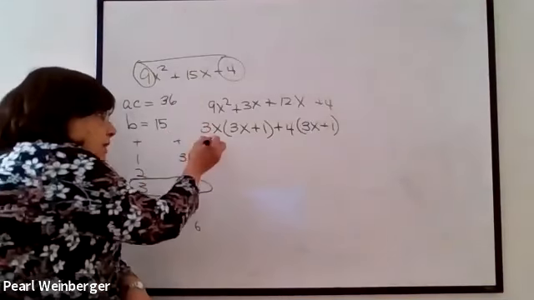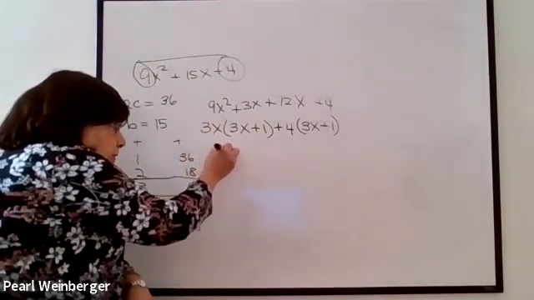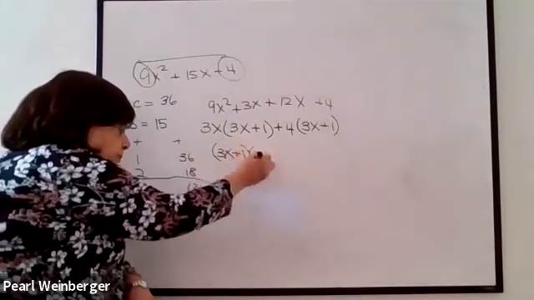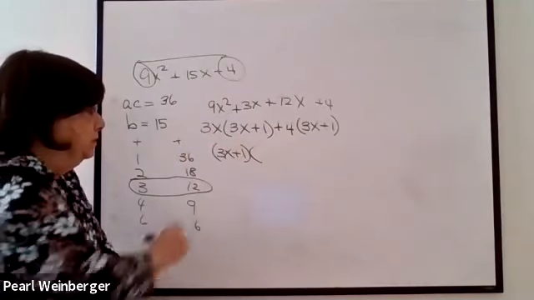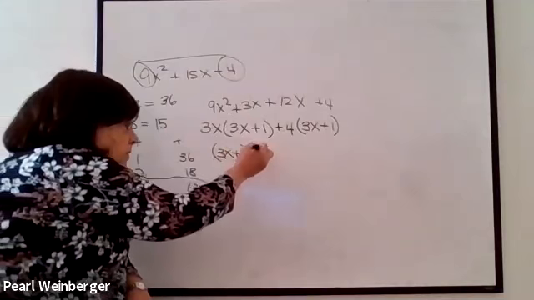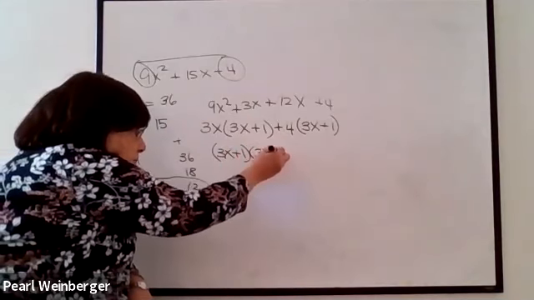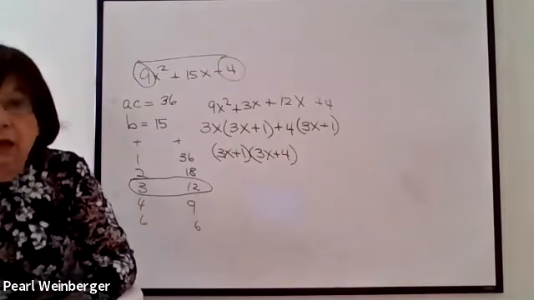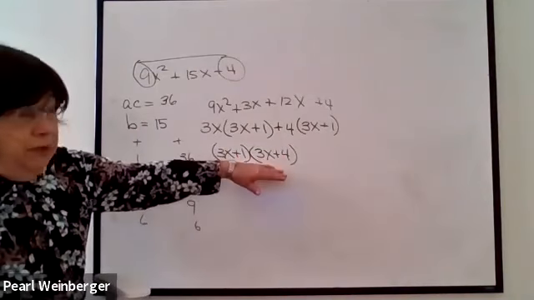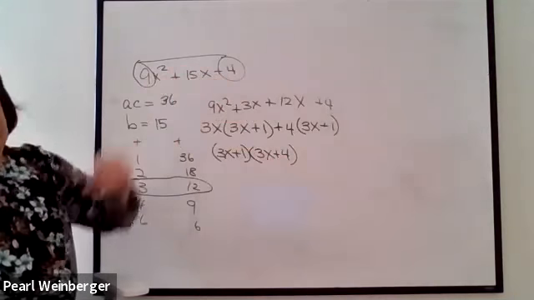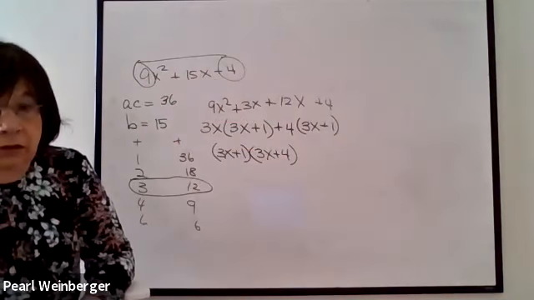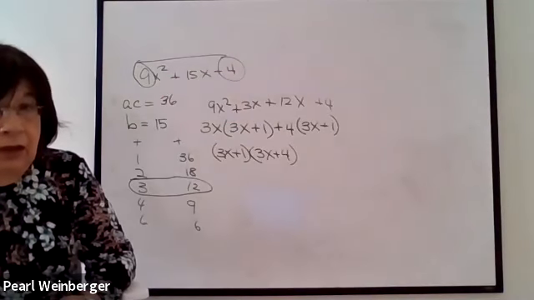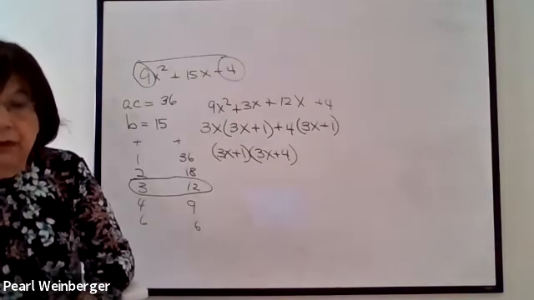And now my final step is to take the common binomial, 3x plus 1, put that in one parentheses, and what goes in the second parentheses is 3x plus 4. You can always check if you've done this correctly by doing FOIL back and making sure you get this. Let's do one more, and then I'll give you a couple to try.